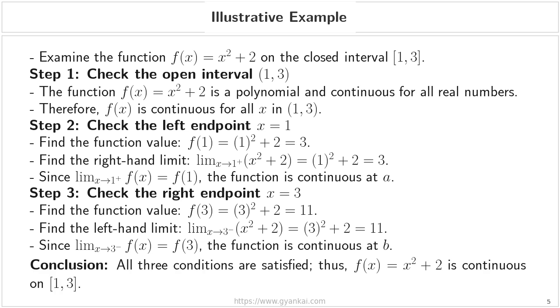In conclusion, because all 3 conditions have been satisfied, the interior of the interval, the left boundary, and the right boundary, we can formally state that the function f of x equals x squared plus 2 is continuous on the closed interval from 1 to 3. As we move forward, keep in mind how we specifically used one-sided limits for the endpoints. This is a critical detail that we will elaborate on in the next slide to help you avoid common pitfalls.